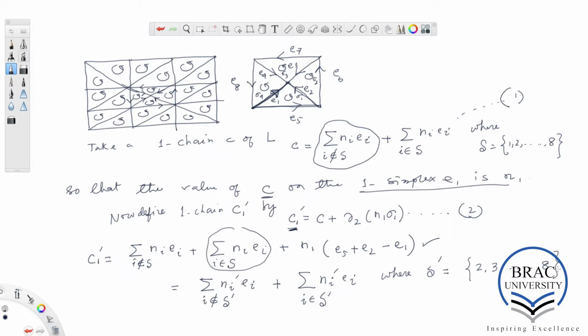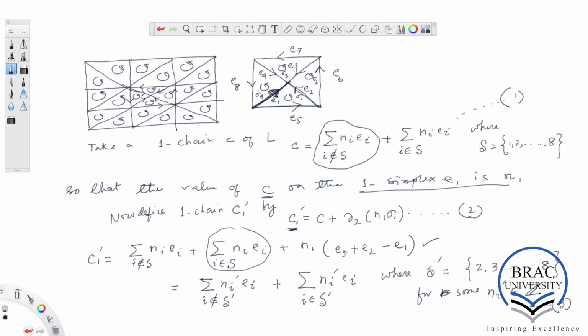Okay, and Ni primes we can always find, for some Ni prime belonging to the group of integers. This is our equation number 3. Okay, good. So therefore we see that C1 prime, the way C1 prime is defined by equation number 2, is homologous to C, where C1 prime is a one chain that vanishes on this edge E1.